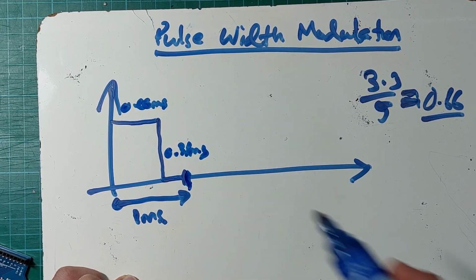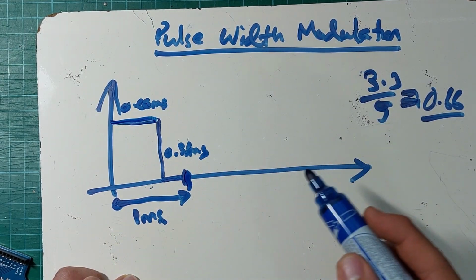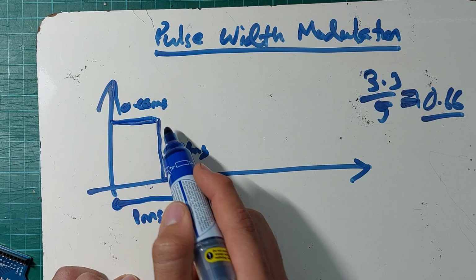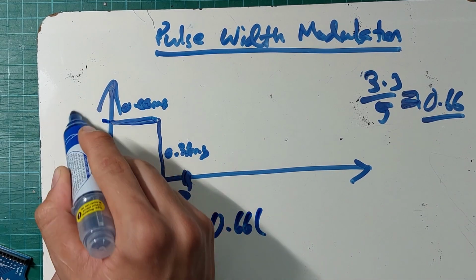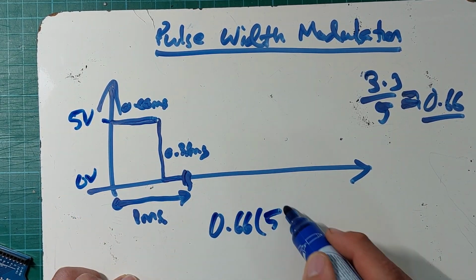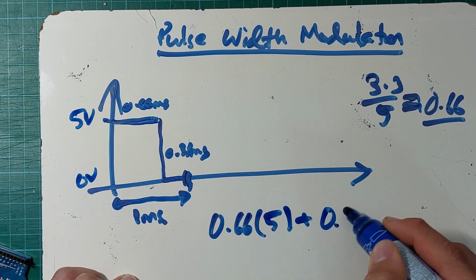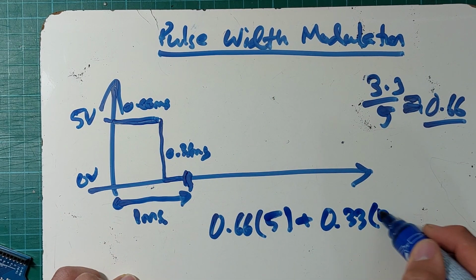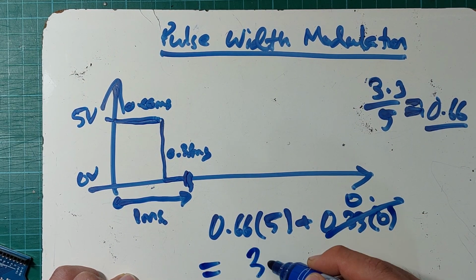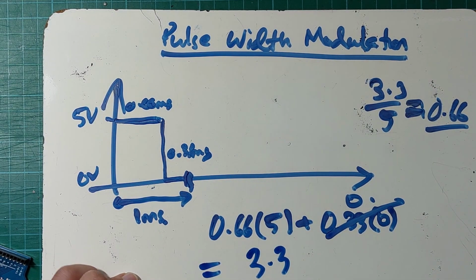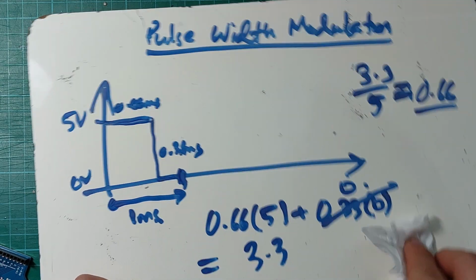So how would that work? Because if we were to just calculate the average of this wave, we would take 0.66 times, say, 5 volts, plus 0.33 times, well, this is 0, which is just 0. So we would get 0.66 times 5, which is 3.3. So basically the idea here is that the fraction of the time spent on is going to be equal to the output that we get.